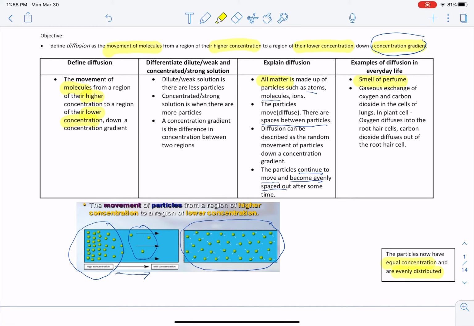Okay. Now differentiate the terms dilute or weak, and concentrated or strong solution. A dilute or weak solution is where there are fewer particles. A concentrated solution is where there are more particles. So the concentration gradient is the difference between the two regions.